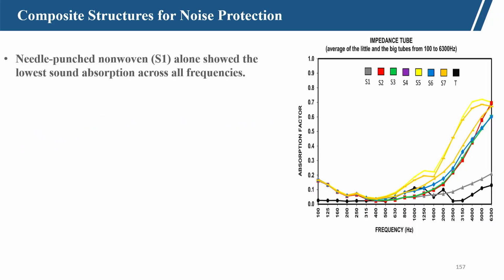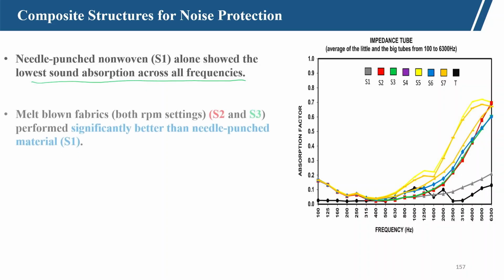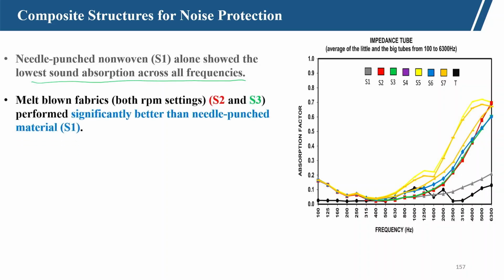So, needle punch non-woven S1 alone shows the lowest sound absorption across all frequencies. Melt blown fabric, both the RPM S2 and S3, perform significantly better than the needle punched material. So, S2 and S3 perform better than the needle punched fabric.